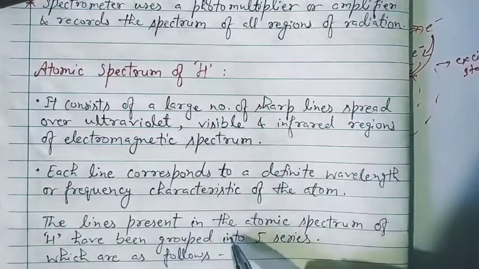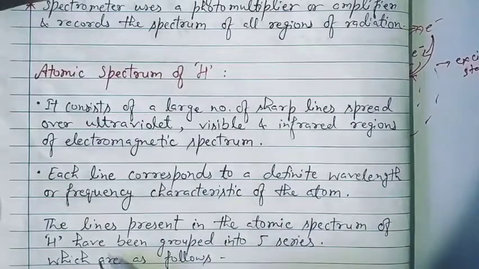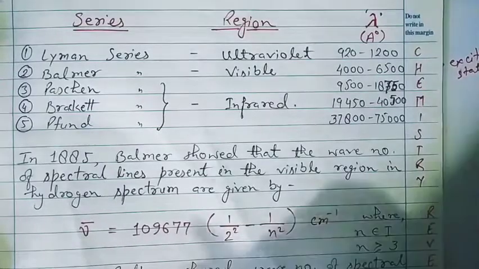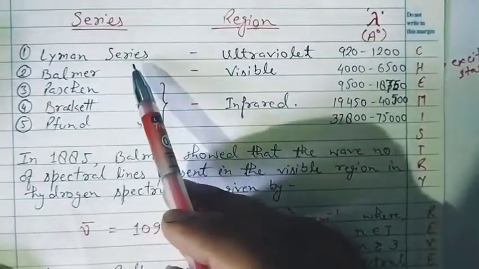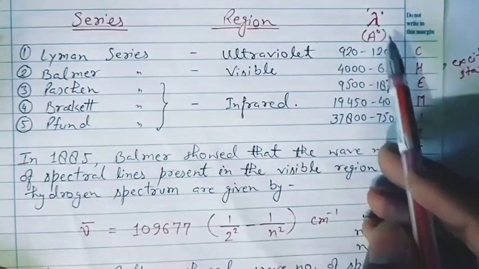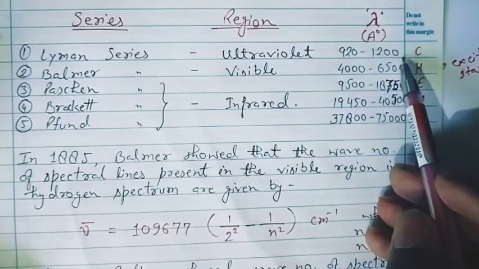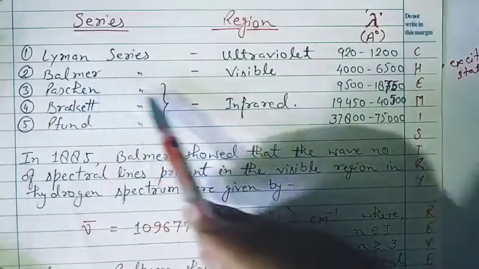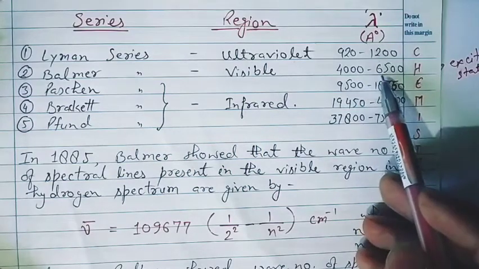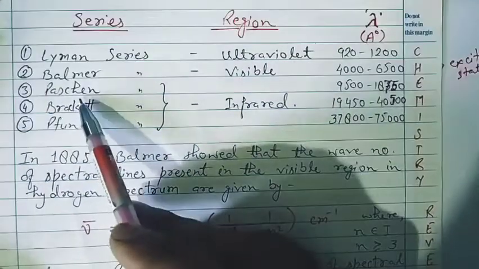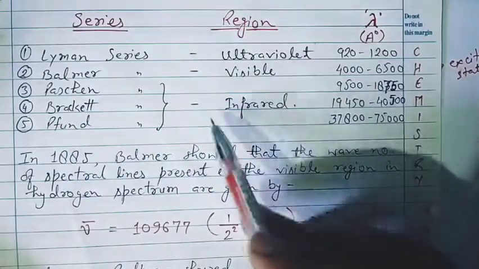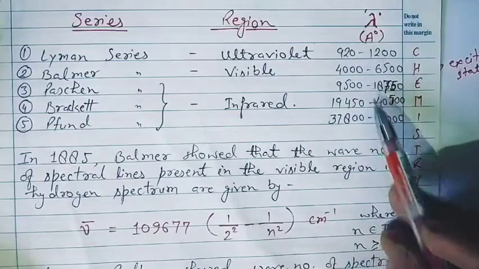The lines present in the atomic spectrum of hydrogen have been grouped into 5 series, as follows. The first is the Lyman series, from the ultraviolet region, with wavelength from 920 to 1200 angstroms. Then the Balmer series, from the visible region, from 4000 angstrom to 6500 angstrom. Then the Paschen series, Brackett series and Pfund series, all from the infrared regions, and these are the wavelengths of those particular regions.